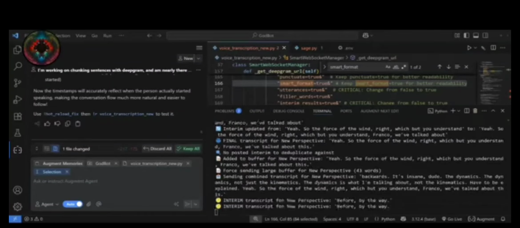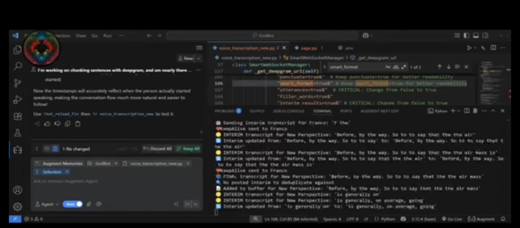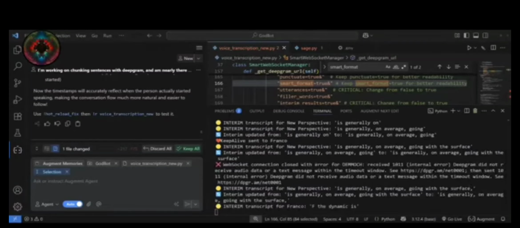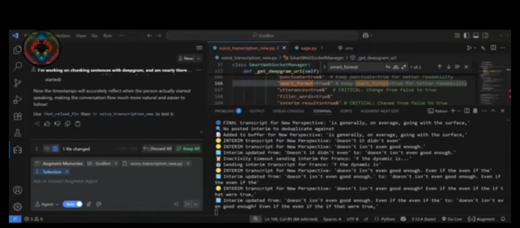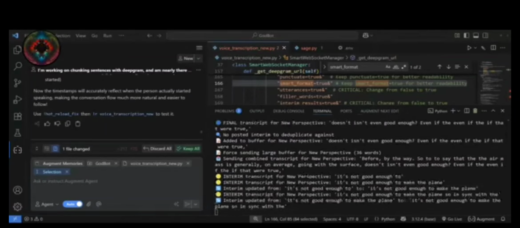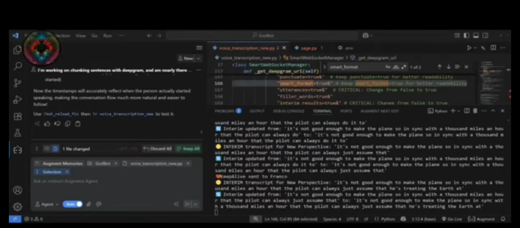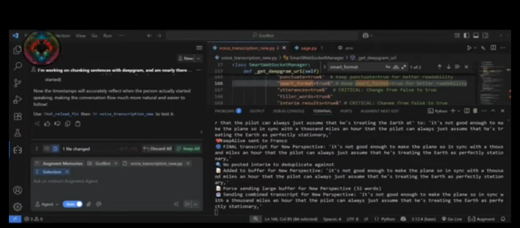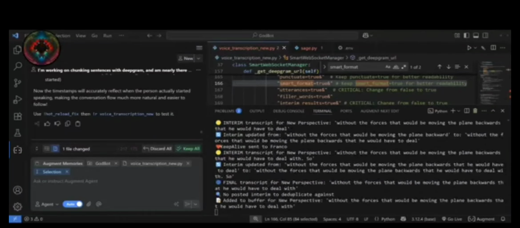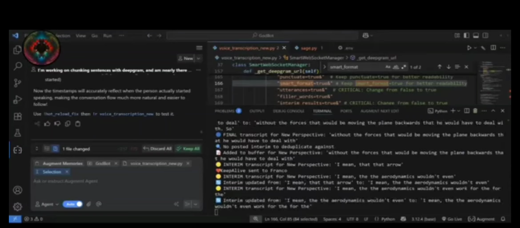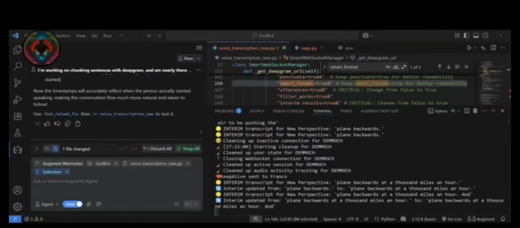To say that the air mass is generally on average going with the surface isn't even good enough. If that were true, it's not good enough to make the plane so in sync with 1,000 miles an hour that the pilot can always just assume he's treating the Earth as perfectly stationary, without the forces that would be moving the plane backwards that he would have to deal with. The aerodynamics wouldn't even work for the air to be pushing the plane backwards at 1,000 miles an hour as it's slowing to land in the opposite direction.